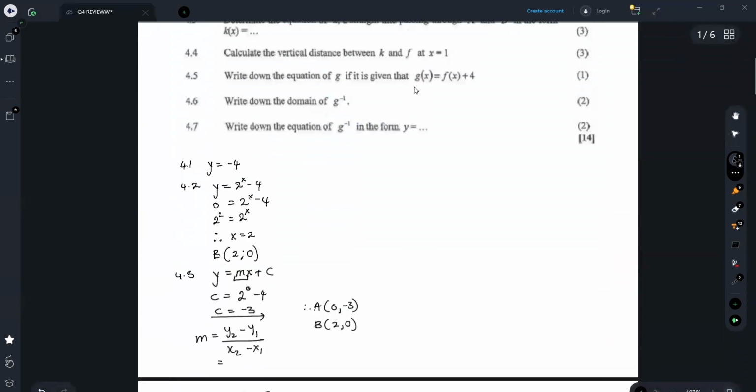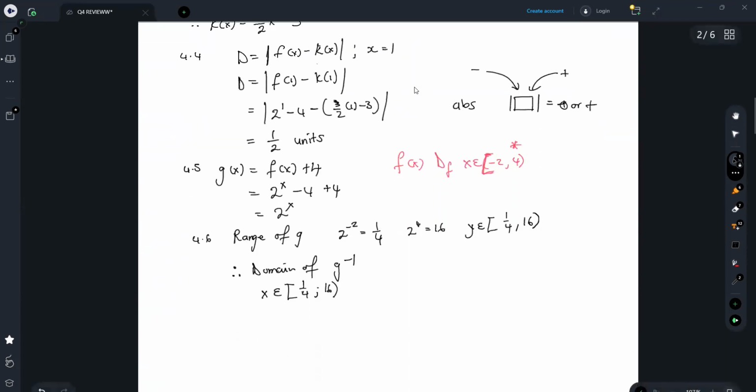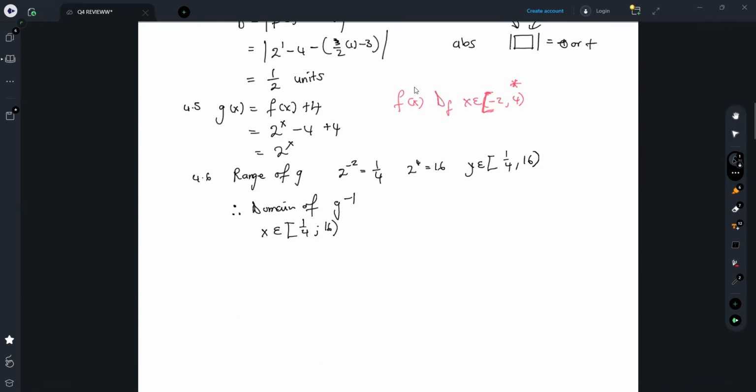So that was 4.6. And now let us look at the final one right there. 4.7 says, write down the equation of the inverse in the form y is equal to. Okay. So now for us to obtain the inverse, we have to observe a certain number of rules, isn't it? So we know that y is equal to 2 to the power x. And this, my good people, is our original function g of x. And now when we want to obtain the inverse, well, we know that the operation is to swap the values of x and y and then solve for y.